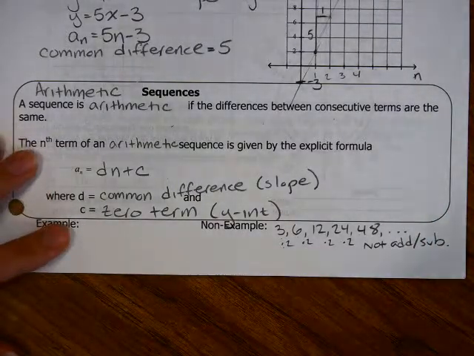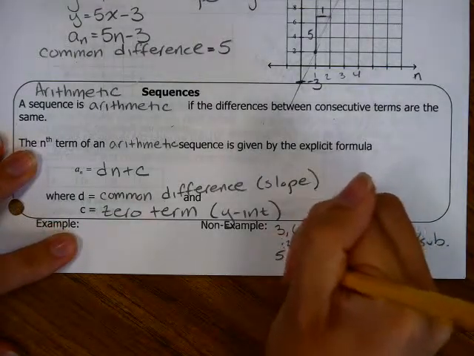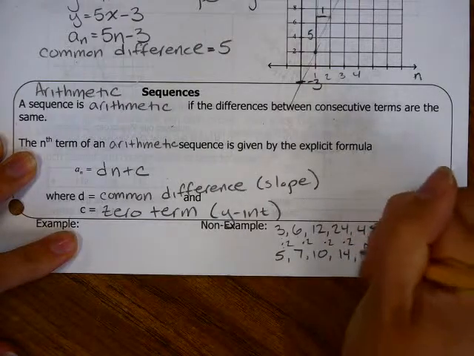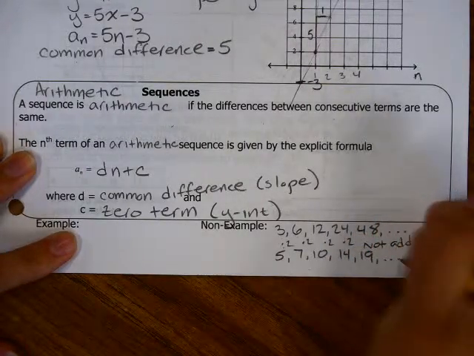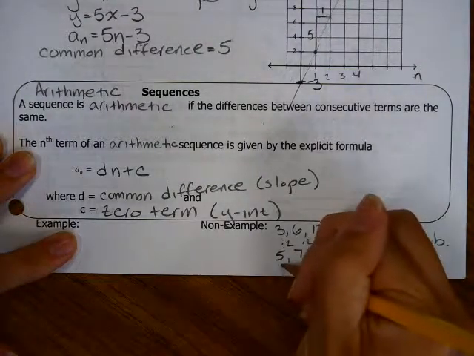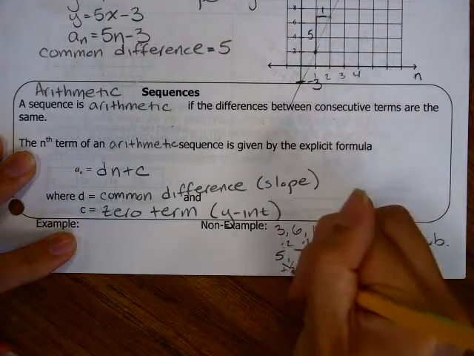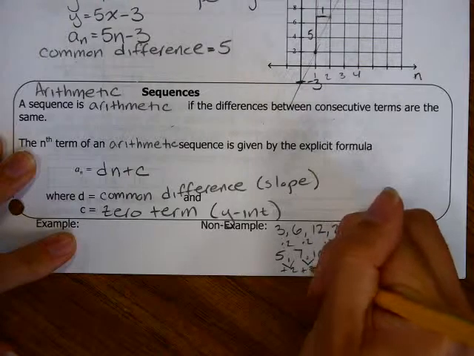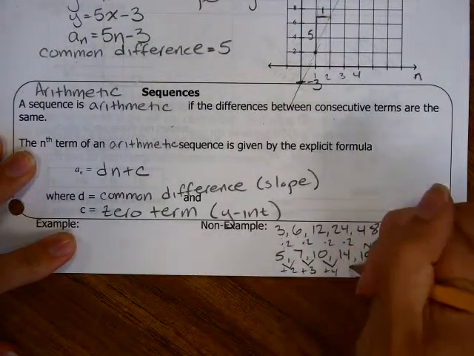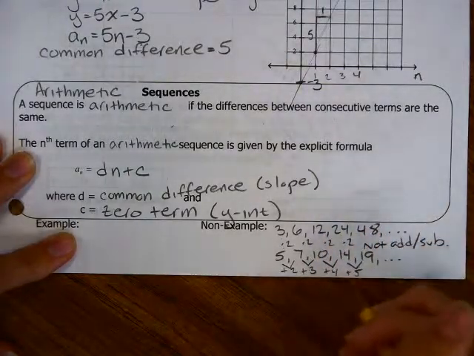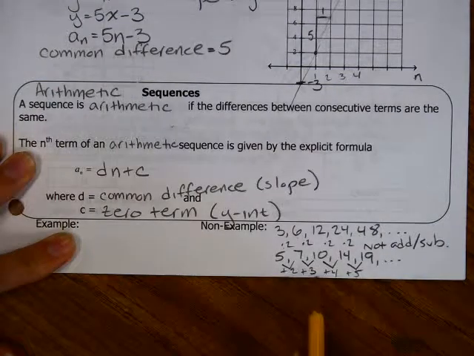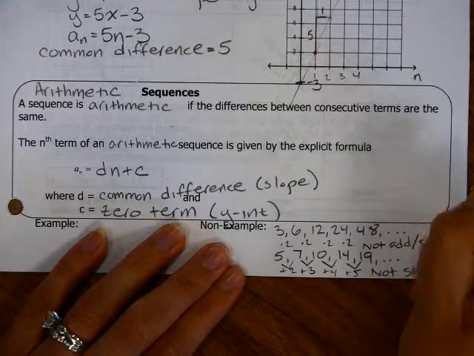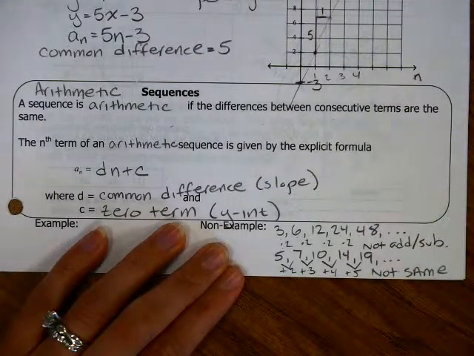Another one, 5, 7, 10, 14, 19. This time, we're adding 2, adding 3, adding 4, adding 5. So it is addition each time, but the number is not the same. So this is also not an arithmetic sequence.